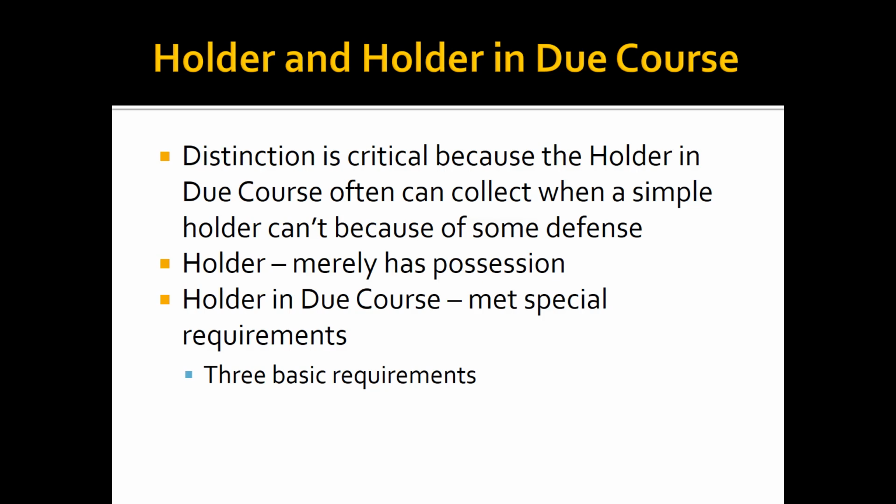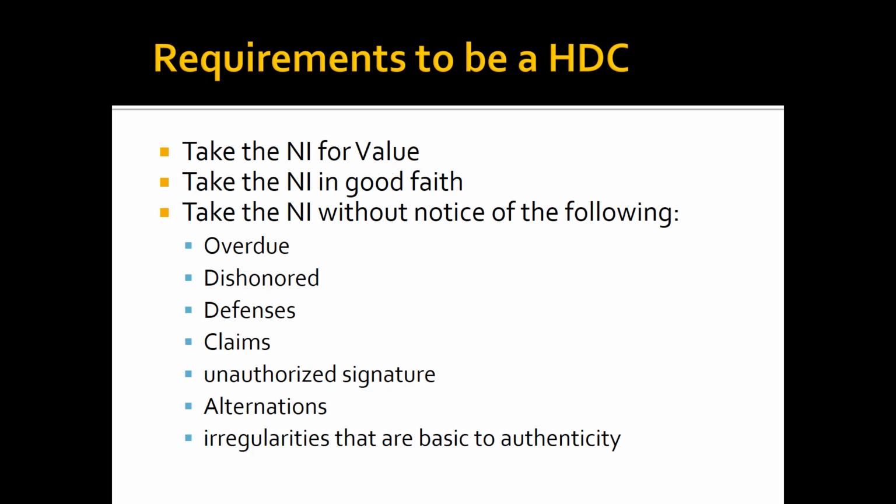If you are a holder in due course, however, there are fewer ways, or fewer defenses, if you will, to getting paid. And there are basic requirements to be a holder in due course. So how do you get to be a holder in due course? Well, first of all, you have to take the negotiable instrument, the check, for value. You can't have picked it up. You can't have gotten it as a gift necessarily, although there's a shelter rule there. You've got to have taken it in good faith.